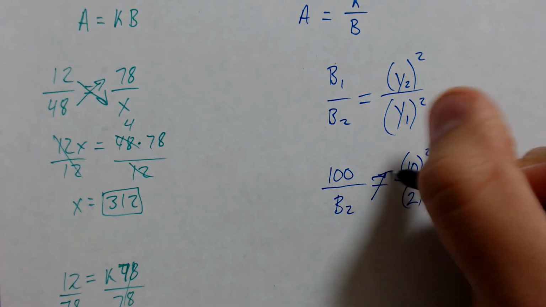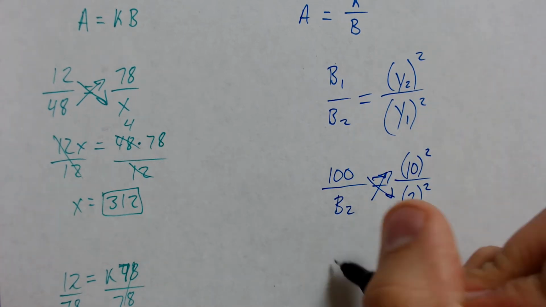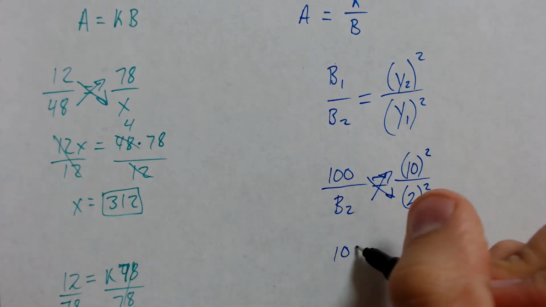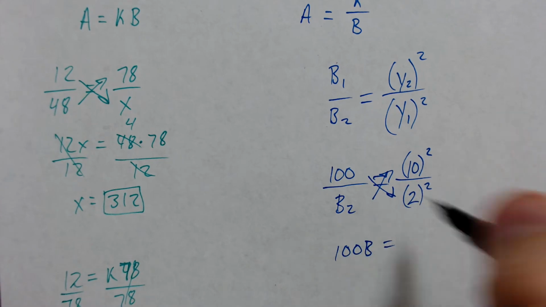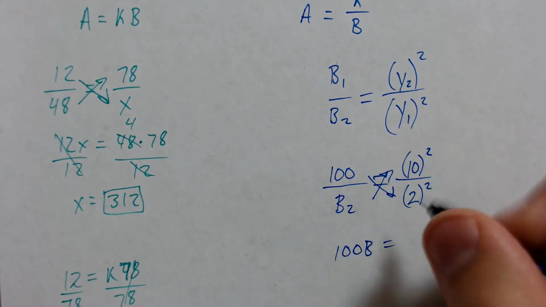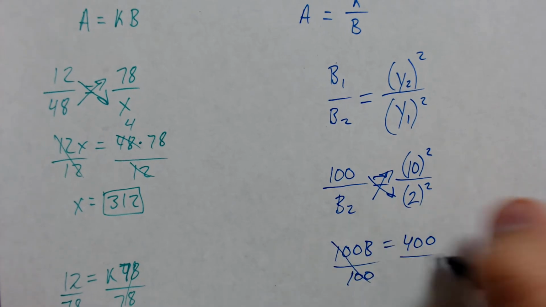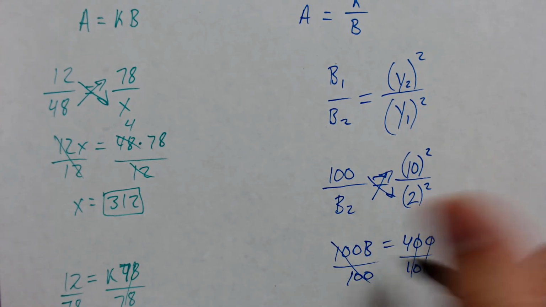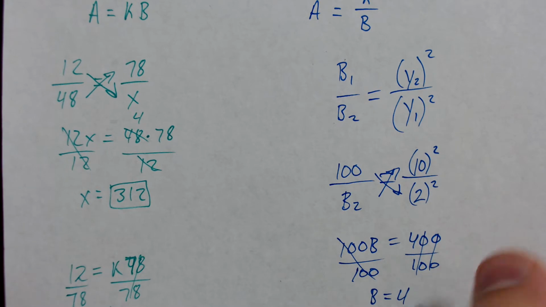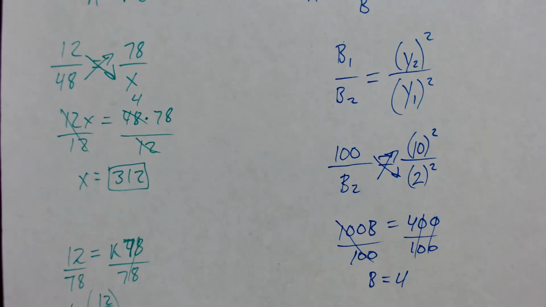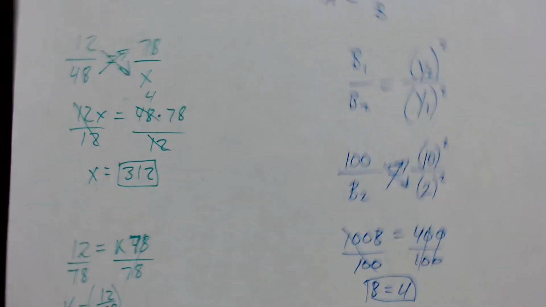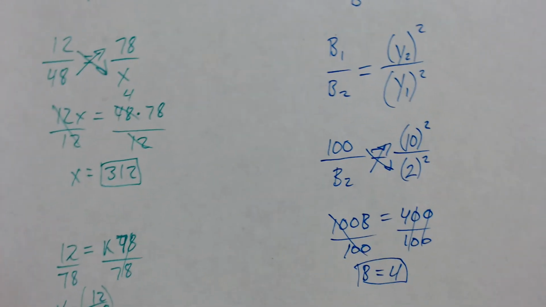So when I cross multiply, what I get is 10 squared is 100, so I get 100 times blues is equal to, let's see here, 2 squared is 4, 400. So when I divide by 100 on each side, I get that the number of blues is 4. And that is correct. So that's how we do it with proportions. That's inverse variation with proportions.